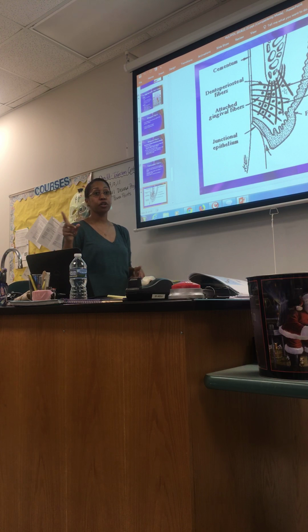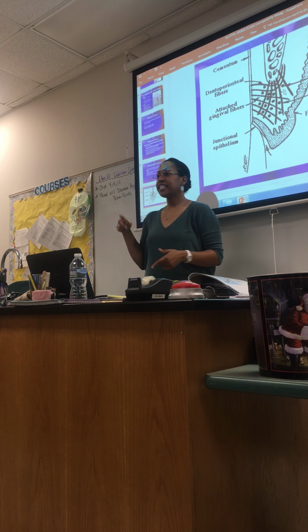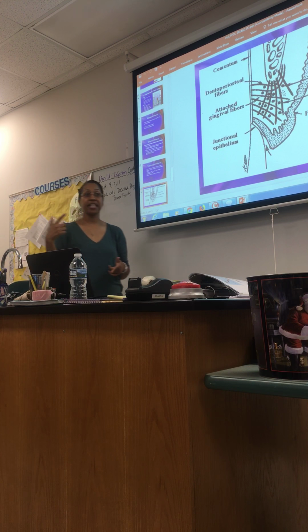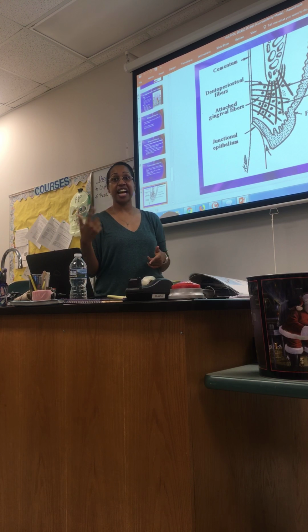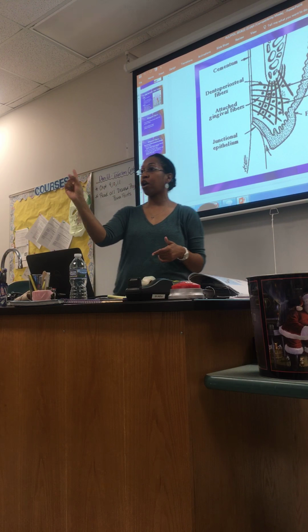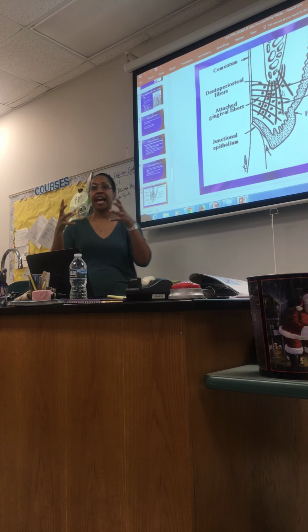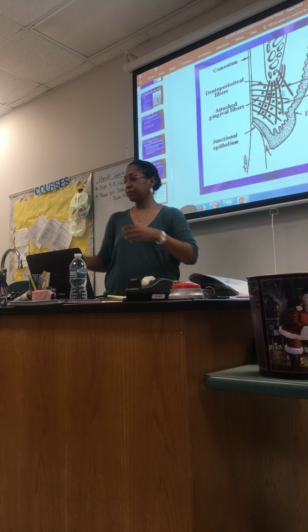And just know that your circular fiber, does it attach at all to the tooth? No. Definitely know that it's the only one that does not have any attachment to the tooth. It circles all around and keeps that gingiva tight and bound, but there is no attachment to the tooth itself.